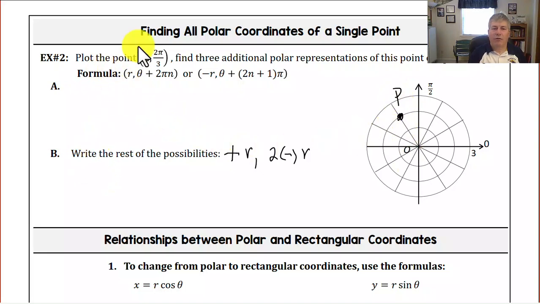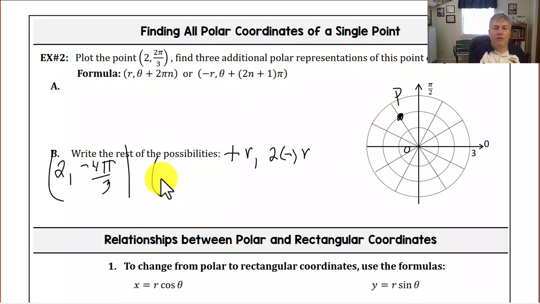So we've got our first representation from our question. And now let's take a look at what else we could call that. Well, we could call it 2, and we could just rotate in the negative direction. So one of the possibilities would be 2, -4 pi over 3. So from our positive polar axis, we just rotate in the negative direction to that location.